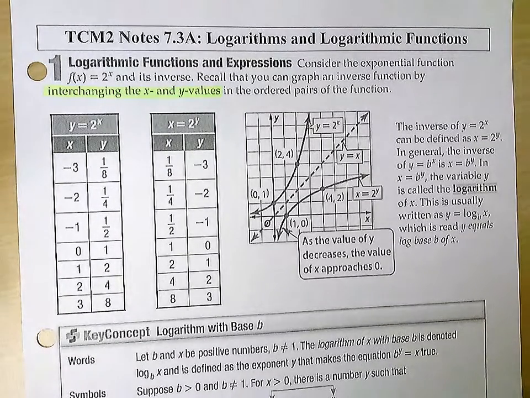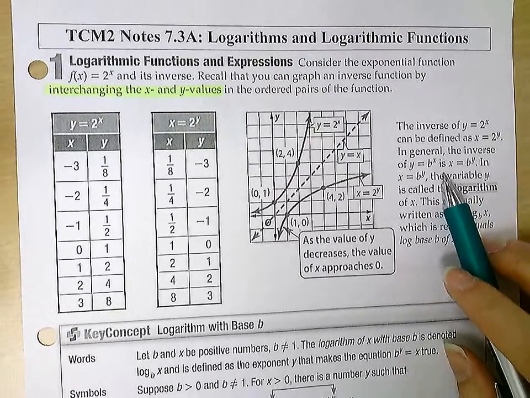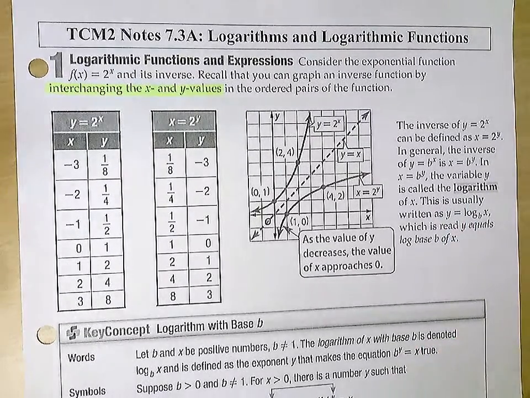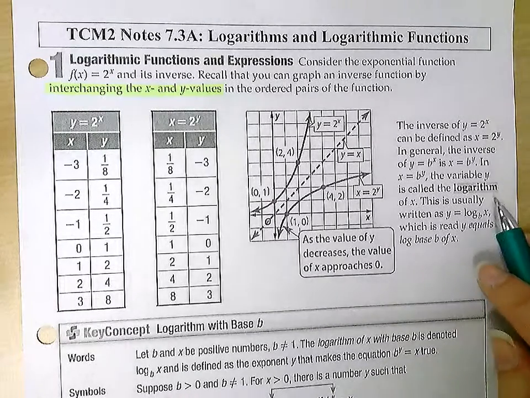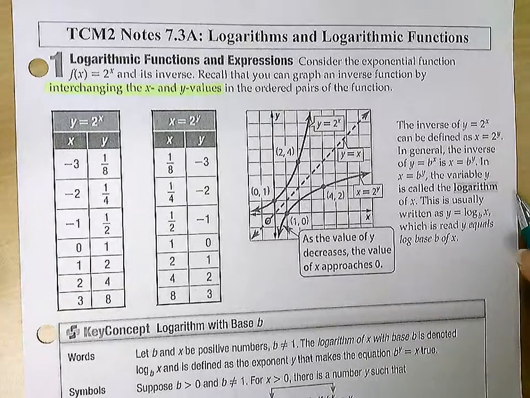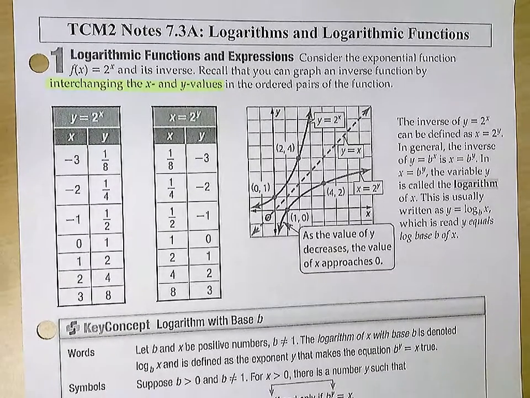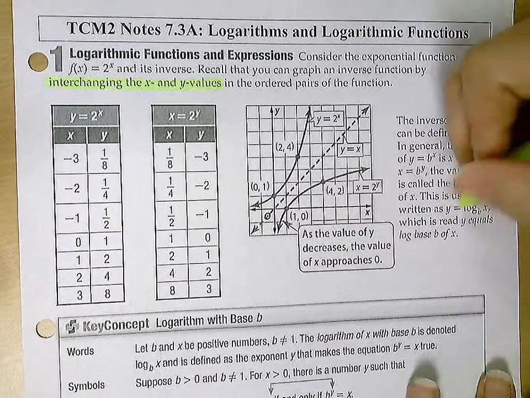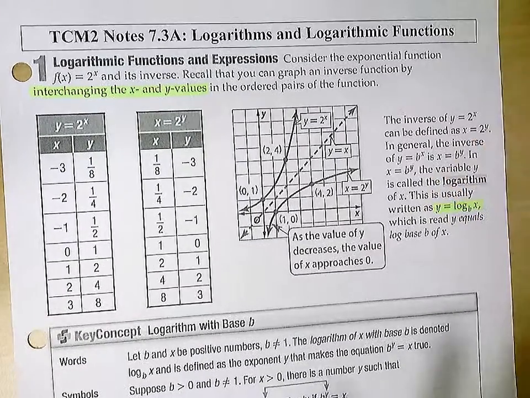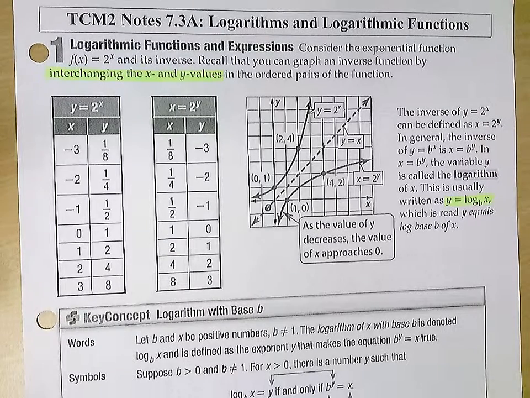In general, the inverse of y equals b to the x is x equals b to the y. In x equals b to the y power, the variable y is called the logarithm of x. This is usually written as y equals log base b of x. So y equals log base b of x. That's what we're going to be looking at today.